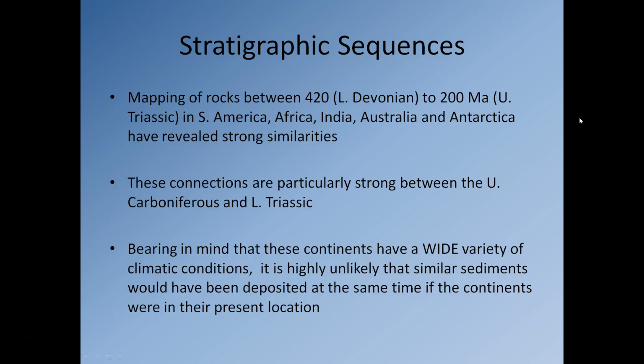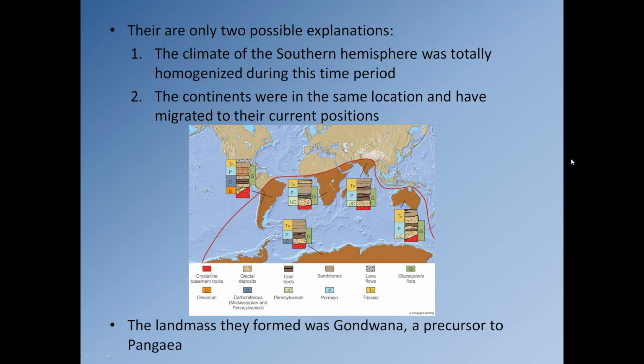So what we need to remember is that these continents in their current position have a very wide variety of climatic conditions. So it's highly unlikely that similar sediments would have been deposited at the same time if the continents were in their present locations. Just remember, the types of sedimentary rocks that form in an area are a direct reflection of the environment in which the sediment is being deposited. So you have to bear in mind, does India have the same environment as Antarctica? The answer is no, and so you would expect to get different rocks being deposited if the continents were in their current position. Okay, so what are the two possible explanations for the sequence of rocks that we see here?